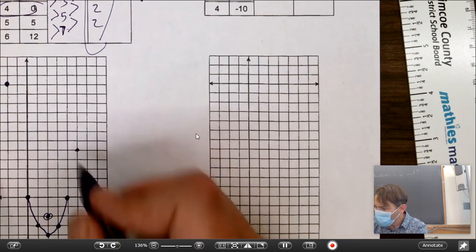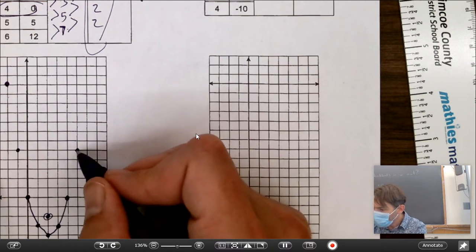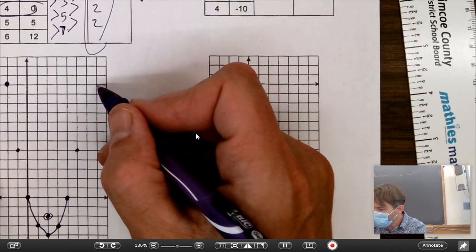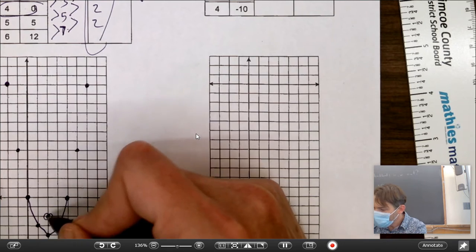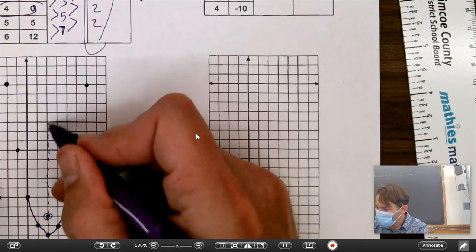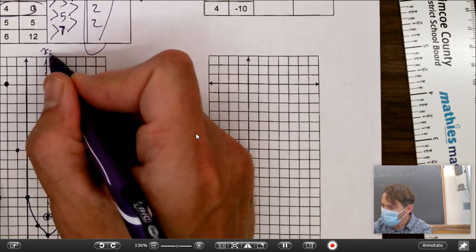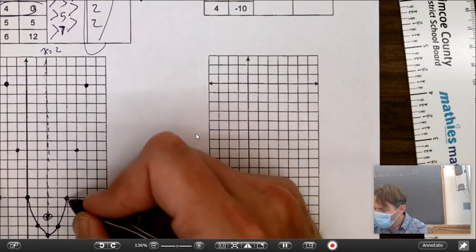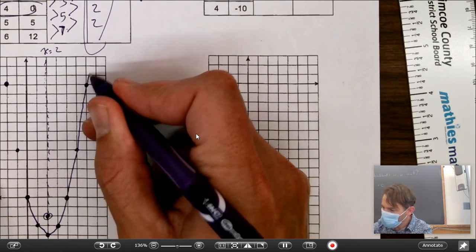There it is. And I can also graph the symmetrical point on the other side. It's over there. And then this point is going to be symmetrical over here. It's right there. Why is it symmetrical? Because it's symmetrical around this axis of symmetry. And the equation of the axis of symmetry is x equals 2. Then just bring your curve through these other points and make it beautiful.